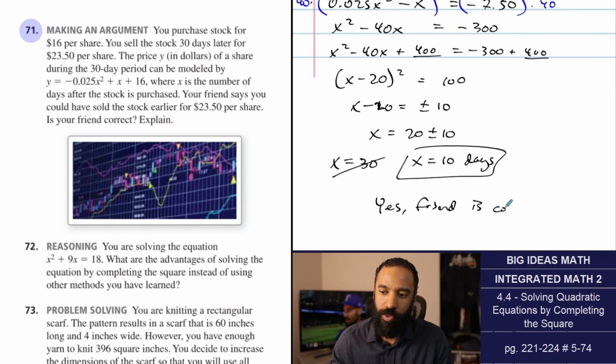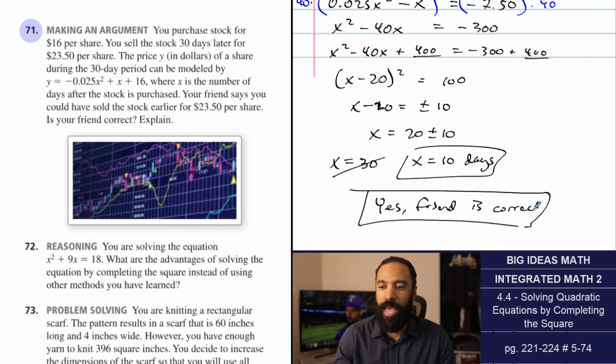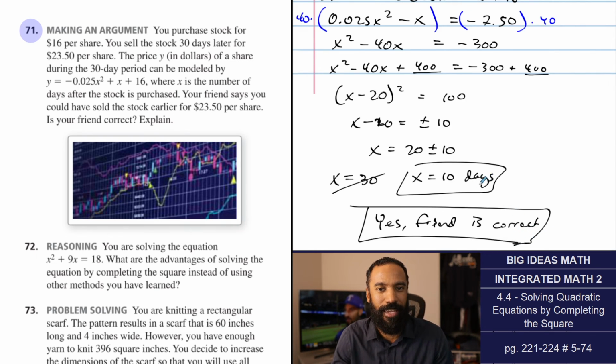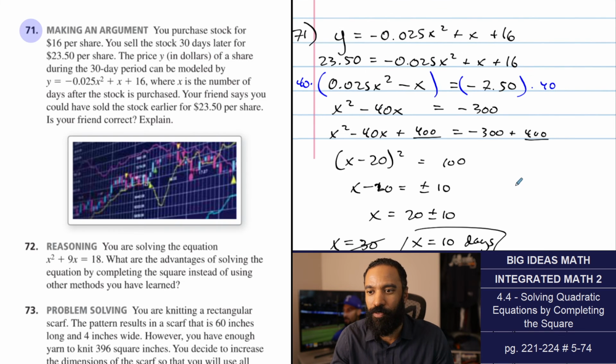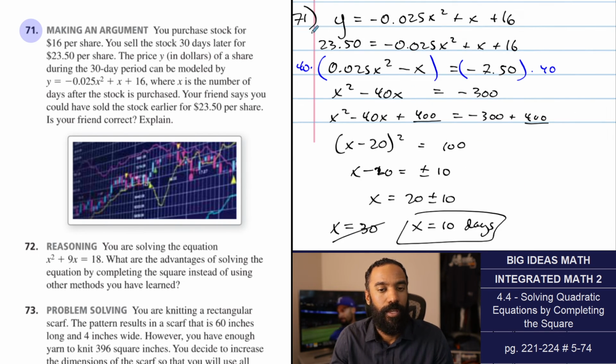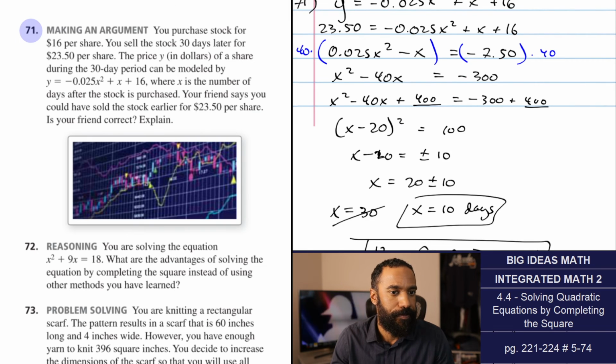I don't really have much to explain other than 10 fits between 0 and 30. And it's another value that does work out. Now, last time I think the cousin was correct, right? It was either friend or cousin. But yes, friend is correct. Now, I multiplied everything by 40 to make it nice and clean. And that's what works it out.